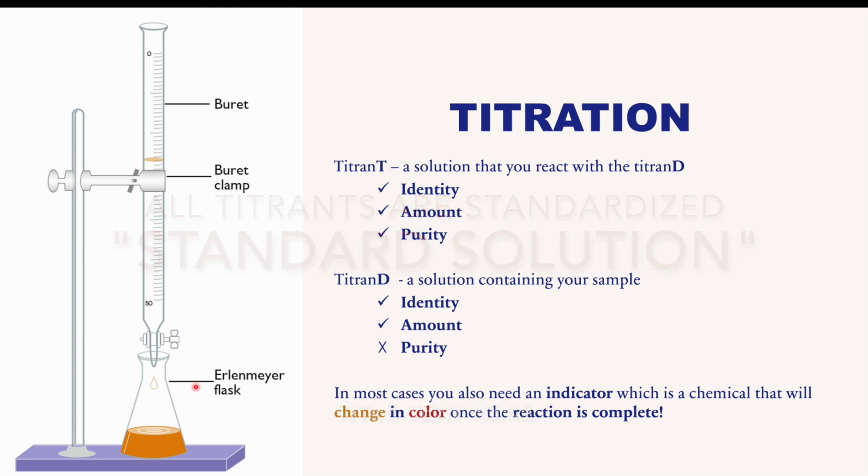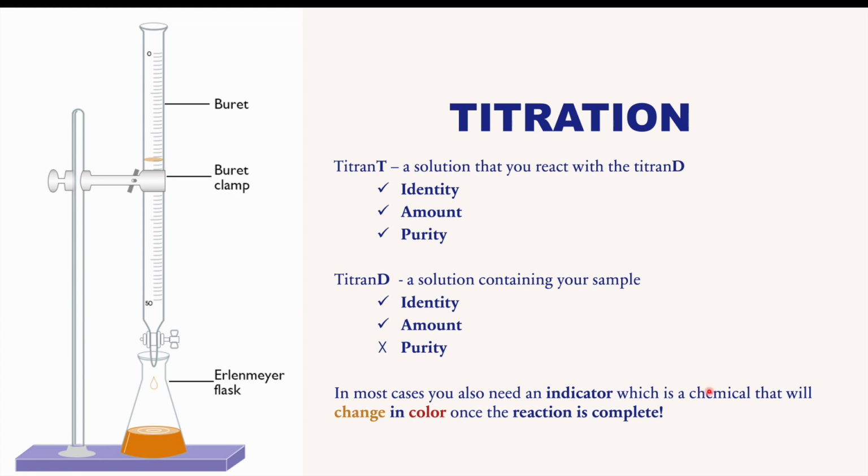Meanwhile, your titrand, the one at the bottom, you know its identity. I know this is my sample. I know how much I'm putting inside this flask, but I don't know exactly how strong it is, how pure it is. So that's what you're trying to find. Now, there's a third component. We call it your indicator. Your indicator is a chemical that will change in color.